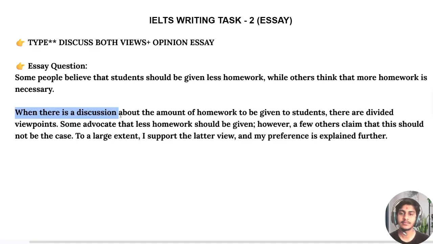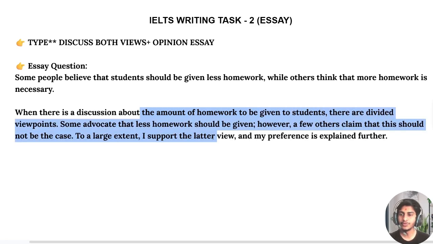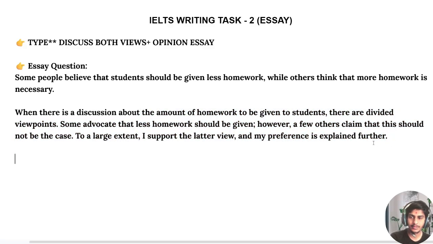When there is a discussion about the amount of homework to be given to students, there are divided viewpoints. Some advocate that less homework should be given. However, a few others claim that this should not be the case, and to a large extent, I support the latter view and my preference is explained further. So, our introduction is over here.